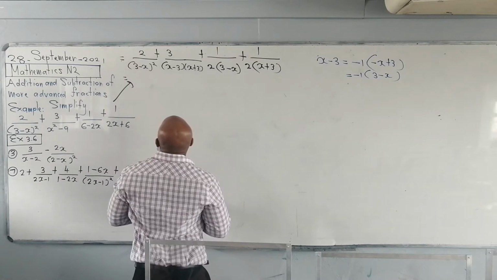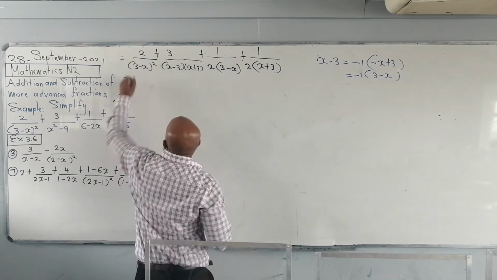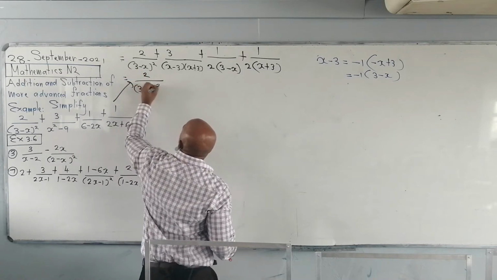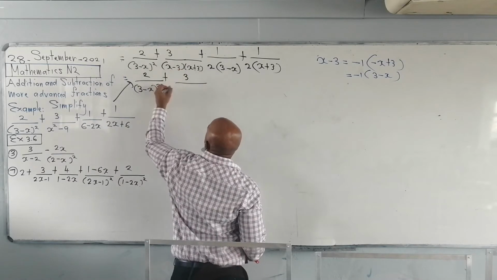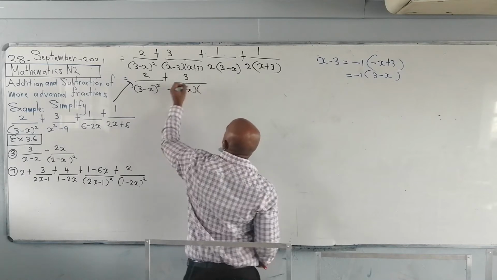Right, so let's go here now. So this is equal to, so I've got 2 all divided by 3 minus x all squared plus 3 all over x minus 3 is the same as minus 3 minus x there.